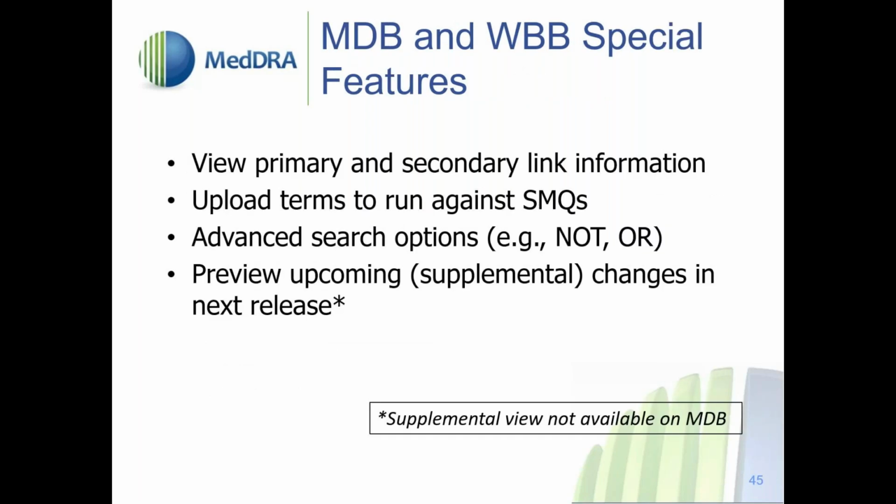The special features of the desktop browser and the web-based browser is that you view both primary and secondary hierarchies, secondary link information, and you can upload your own data into these browsers and run them against the tools. So there's the hierarchy tool and there's the SMQ tool. You can use the Boolean search options. You can specify, I'm interested in a search term that begins with a certain word, excludes a certain word. You can use the not or search options.